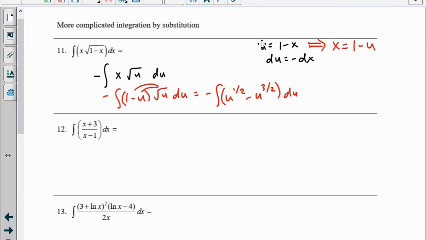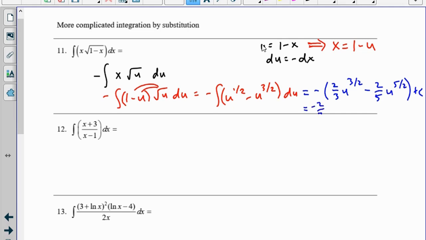So when I continue to do this problem, I end up with negative, and then I do an integral here. So the integral of u to the 1/2 is 2/3 u to the 3/2, and the integral of u to the 3/2 is 2/5 u to the 5/2. And then we have this plus c.